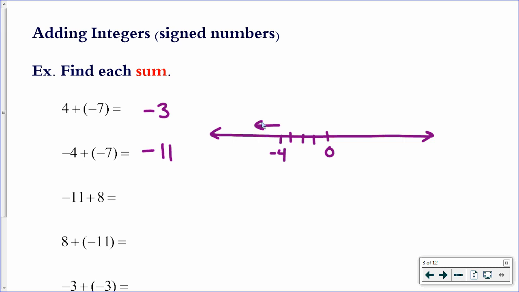Negative 11 plus 8, so if you start at negative 11 on the number line and add 8, you're going up closer to 0, and so you'll land at negative 3. If you start at positive 8 and go negative 11, you'll be at negative 3. So those two results were exactly the same.